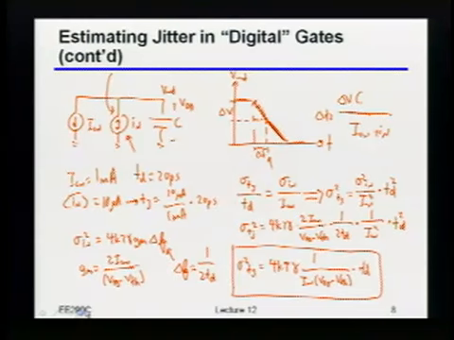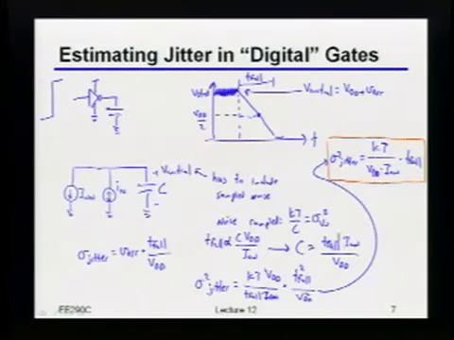Okay, any other questions on this? Obviously, by the way, if you wanted to know the total jitter, you just add the variance from this and the variance from that, and you're done, right?